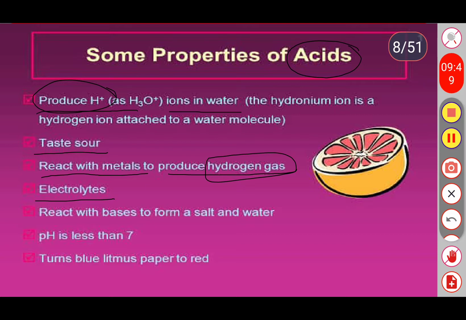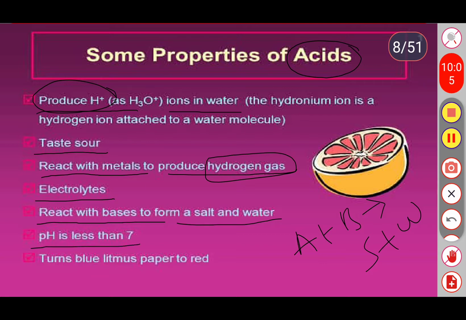Next, it reacts with a base to form salt. When acid reacts with a base, it always forms salt and water. And next point is the pH value of acidic substances is always less than 7. And one more important point: acid turns blue litmus paper to red.